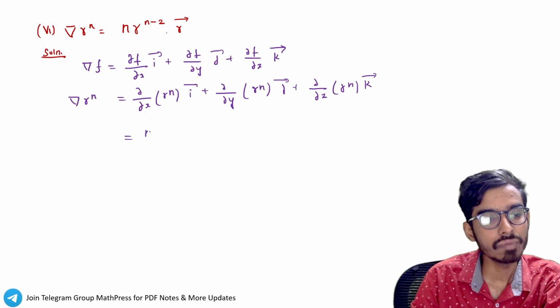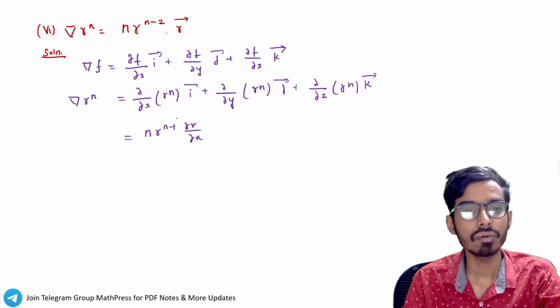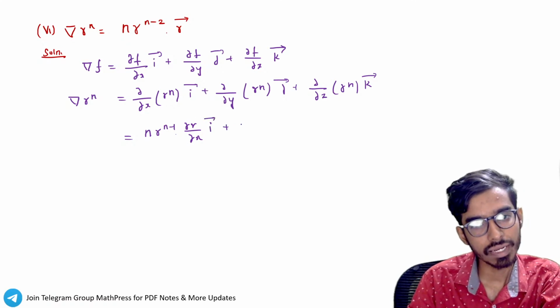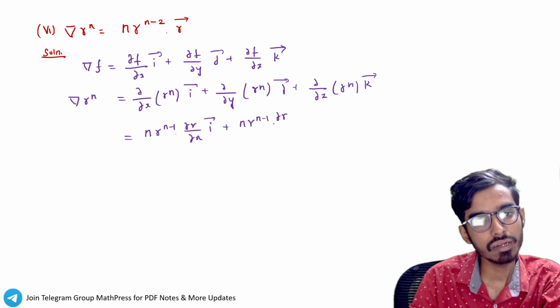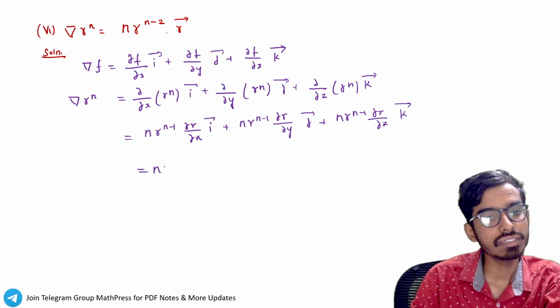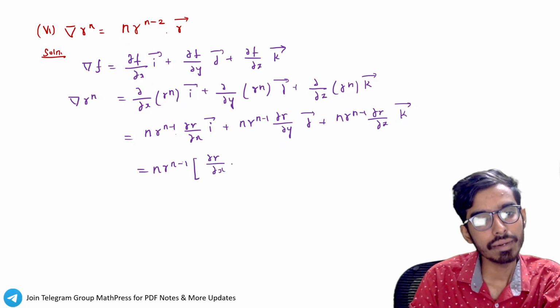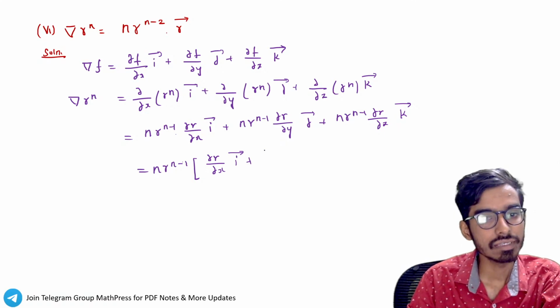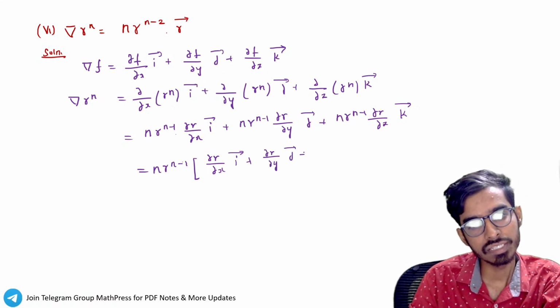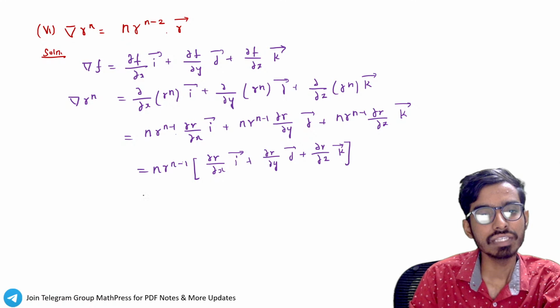So differentiate this, it should be n into r^(n-1) into ∂r/∂x, right? Derivative of r^n is n r^(n-1) ∂r/∂x into i vector, n r^(n-1) ∂r/∂y into j vector, n r^(n-1) ∂r/∂z into k vector. So you just take n r^(n-1) outside. So we'll be having ∂r/∂x i vector plus ∂r/∂y j vector, ∂r/∂z into k vector, and we already know all these values.